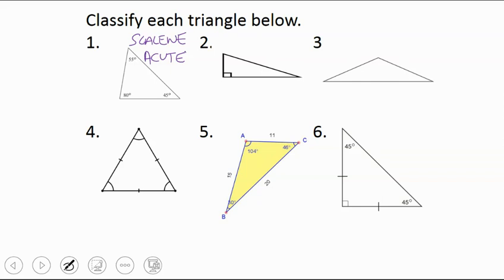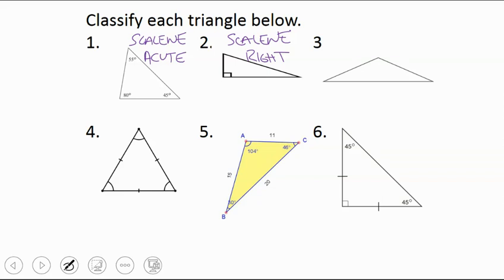Let's look at number 2. Number 2, I can see the right angle there. So I already know it's going to be a right triangle. What about its sides? Do any of the sides look equal? No, I can clearly tell all 3 sides are different lengths. So this also is scalene, because all 3 sides are different lengths. So let's look at number 3.